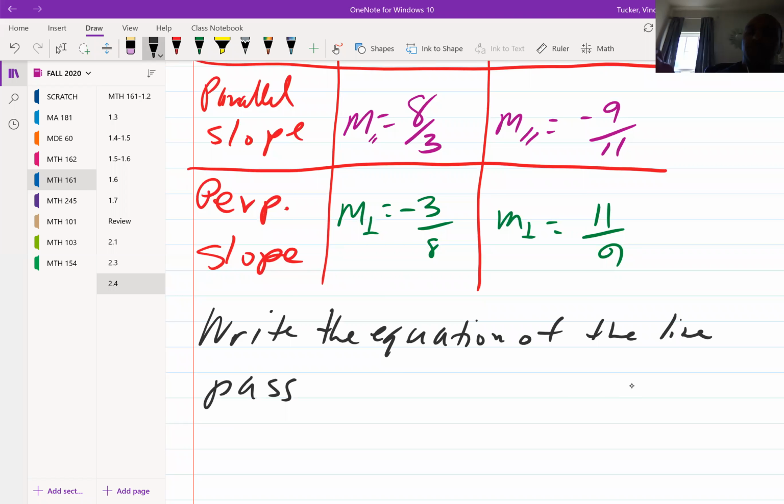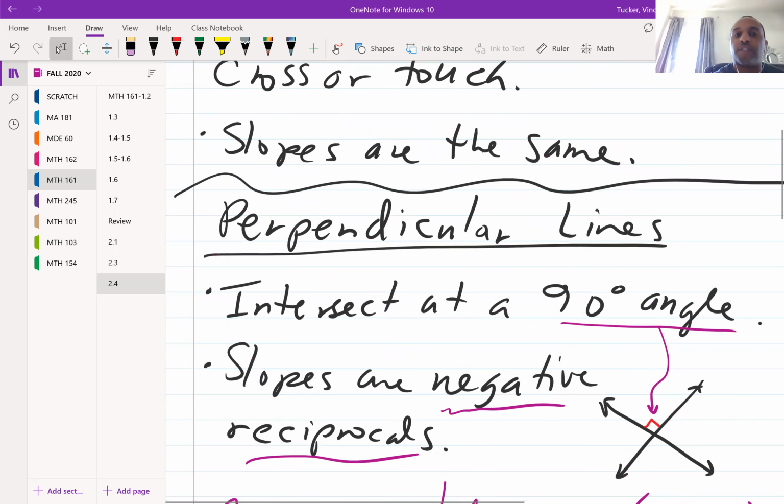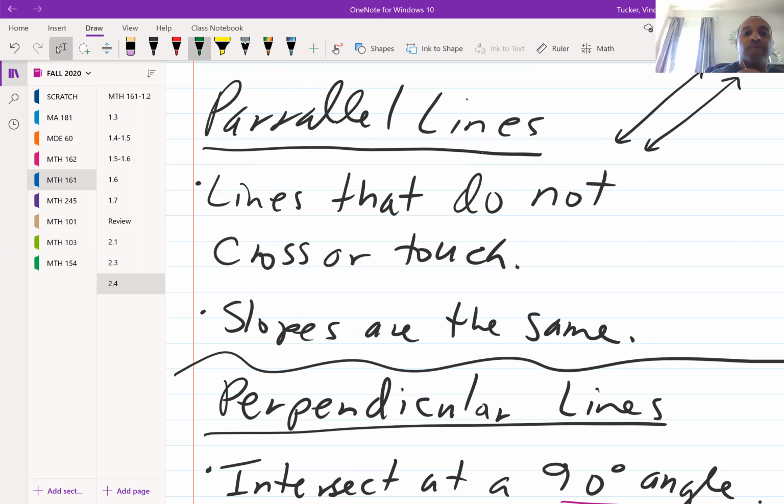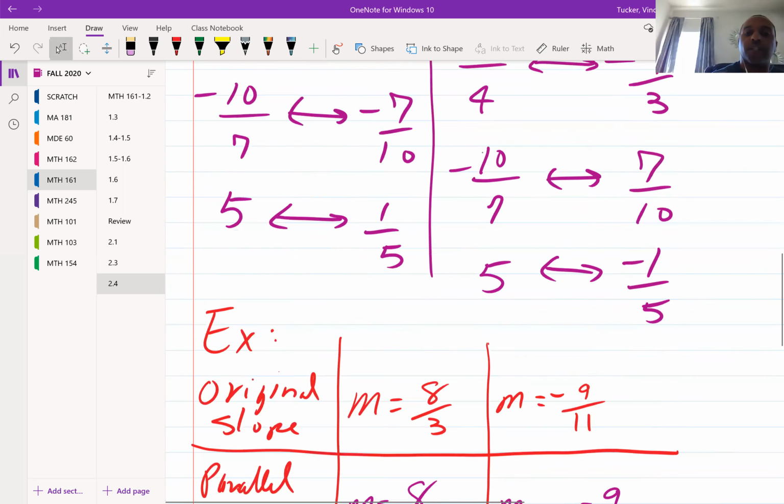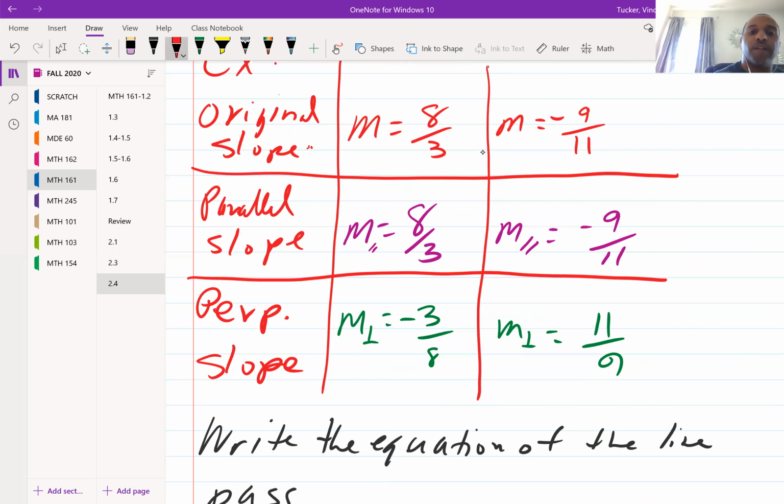Oh, I see somebody in the chat. Sorry. How's it parallel? Going back to our original definition of parallel lines, the slopes have to be the same. So if you want a line that's parallel to this original line right here, the slope has to be the same. And if you want it to be perpendicular, it would be the opposite sign and you flip the fraction. Hopefully that answered your question.